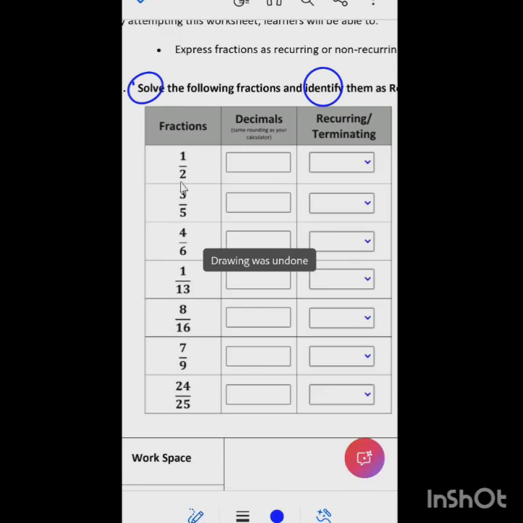So 1 by 2, 0.5, and this is terminating. What is 3 by 5? 0.6. So it is also a terminating decimal. What is 4 by 6? 4 by 6 means 2 by 3. We have just solved 2 by 3. What was the answer of 2 by 3? You told me 0.6 with a bar. What kind of decimal is this? It is a recurring decimal.